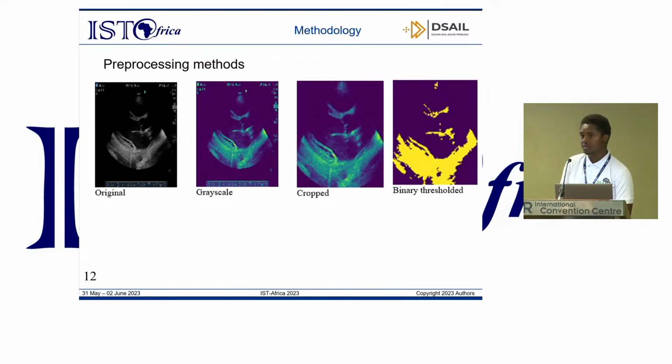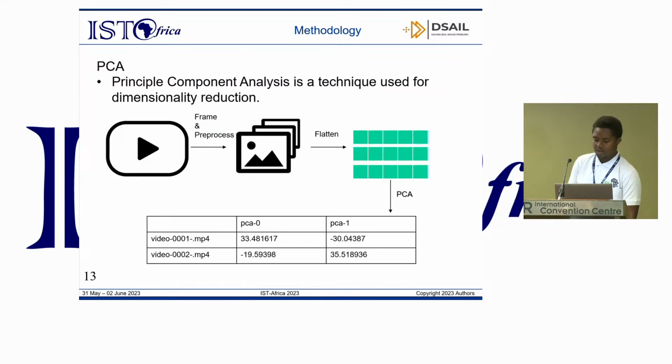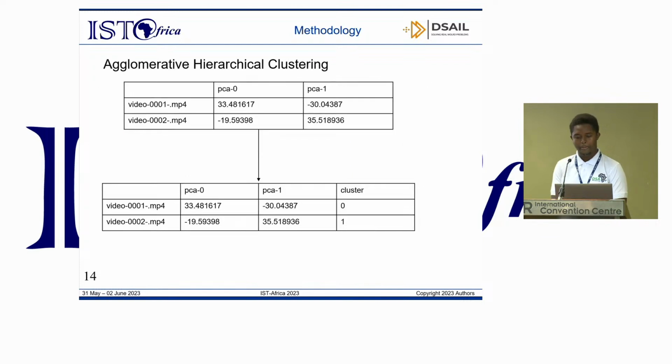We had to do some pre-processing to make it more computationally efficient. In the end, we'd take the original video, grayscale it, crop out all unnecessary information, and then binary threshold. And then we'll conduct principal component analysis. This converts a video into an X and Y value, because in this case we're using 2D PCA. After that, we'd take those points and cluster them. So different videos with different views, the expectation is they should be clustered in different groups.